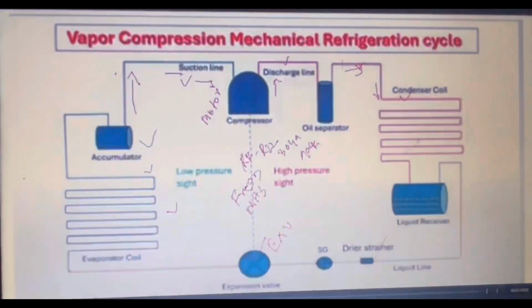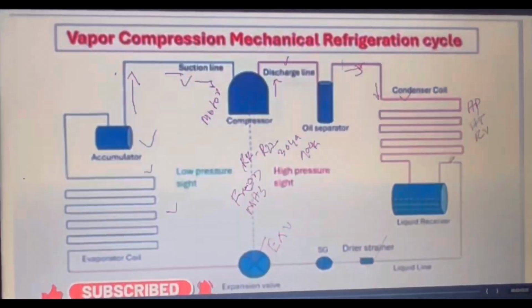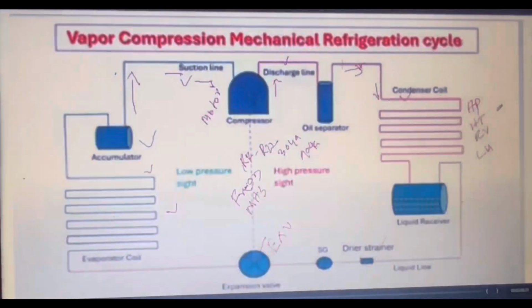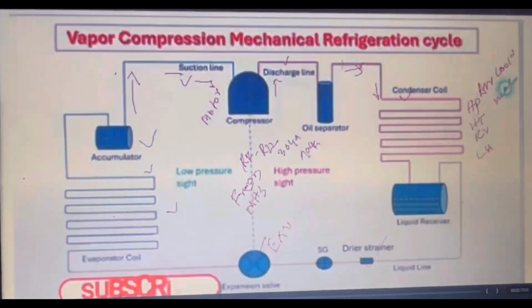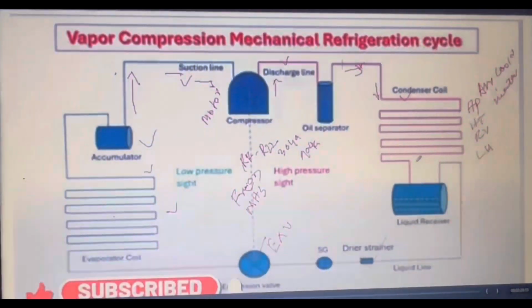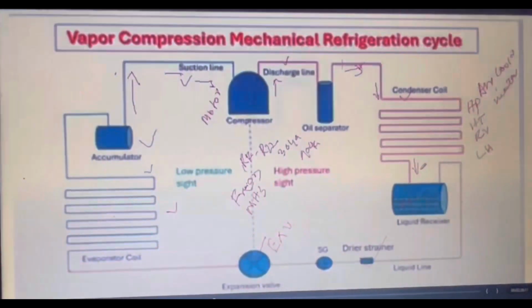When it reaches the condenser, the high pressure, high temperature refrigerant vapor rejects heat, the sensible heat and latent heat, to the external cooling media. What is the external cooling media? It may be air cooling or water cooling. Then the refrigerant is condensed and flows into the liquid receiver. When the high pressure, high temperature refrigerant rejects heat, it comes to the liquid stage and enters the liquid receiver.